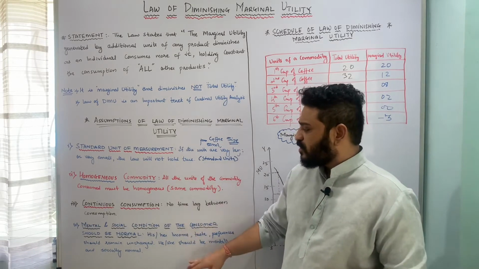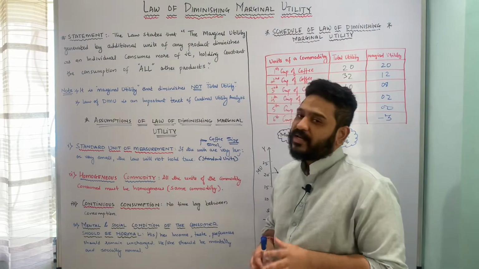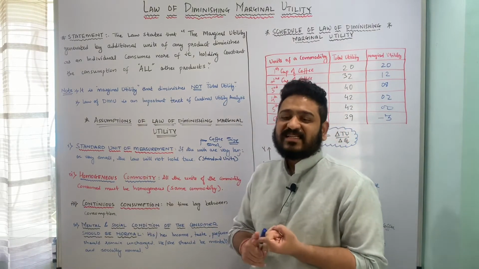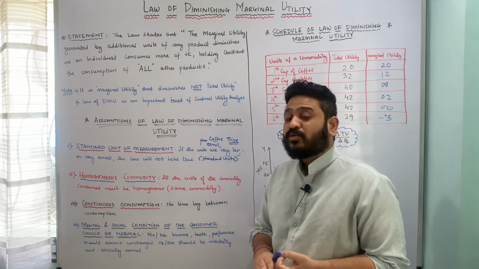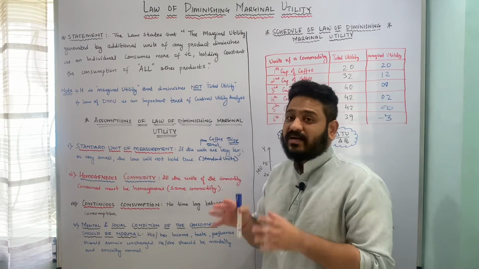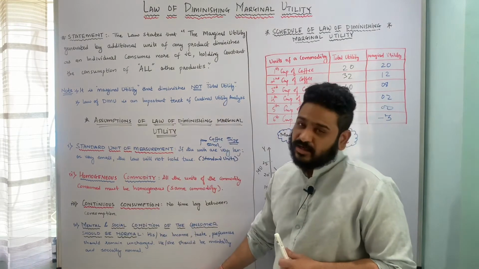The last assumption is that the mental and social condition of the consumer has to be normal. This means that his tastes, his preferences, his income have to be the same, and he or she has to be mentally and socially stable. Then and only then will the law of diminishing marginal utility hold true.